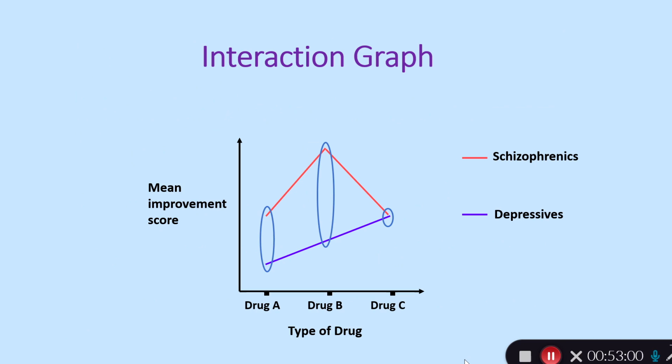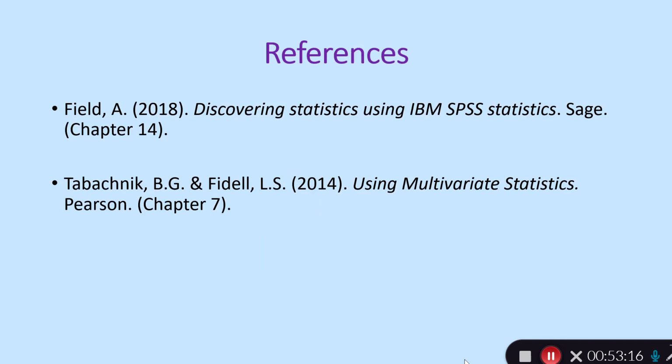So we've done a t-test for drug A comparing schizophrenics with depressives, a t-test for drug B comparing schizophrenics with depressives, and a t-test for drug C comparing schizophrenics with depressives, all Bonferroni corrected. Okay. So that is the way we would break down a significant interaction. We get a significant interaction, we've then got to pick it apart by doing these multiple comparisons.